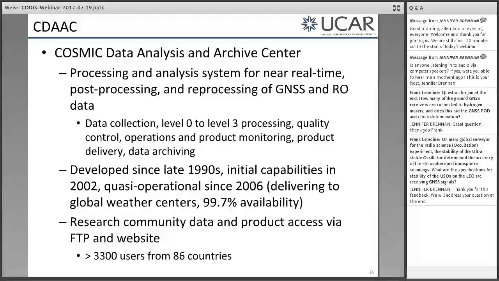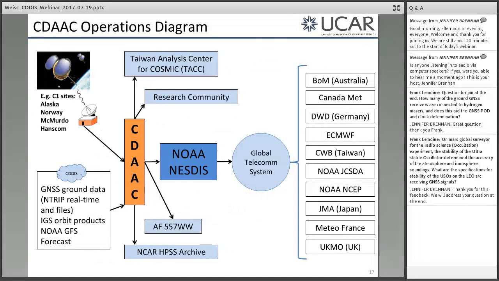This system has been developed since the 90s and has been quasi-operational since the launch of COSMIC-1 in 2006, when these data really started to be used by the operational numerical weather community. We provide all the products and data freely and openly to the public via an FTP and a website. Some statistics on users are there at the bottom.